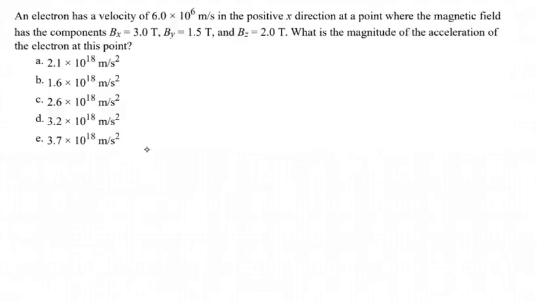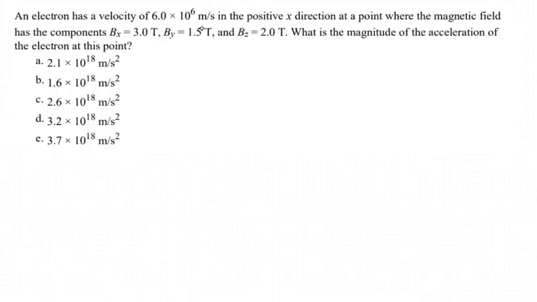In this video, we shall be solving this question. The question says an electron has a velocity of 6.0 times 10 power 6 meters per second in the positive x direction at the point where the magnetic field has the components given. Then we are asked, what is the magnitude of acceleration of the electron at this point?